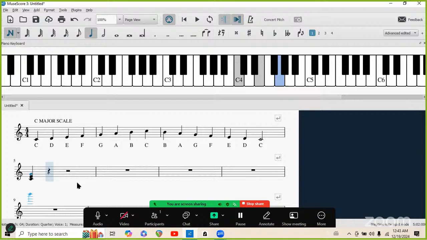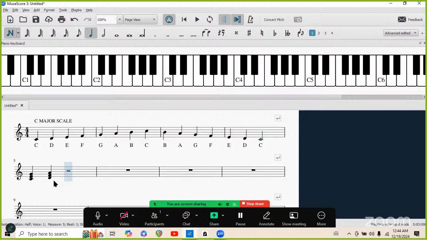Okay, so notice how they are stacked on top of each other because they must be played together, played at the same time. Okay, next is going to be D. That's the D chord.